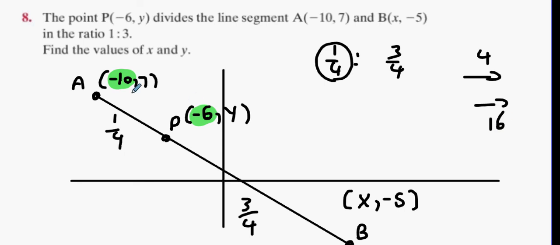16. What's 16 added on to minus 10? 6. That would make this point 6, minus 5.